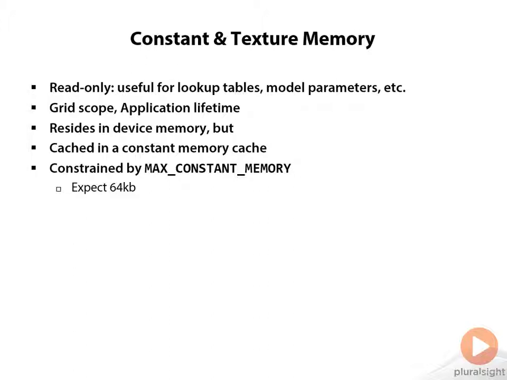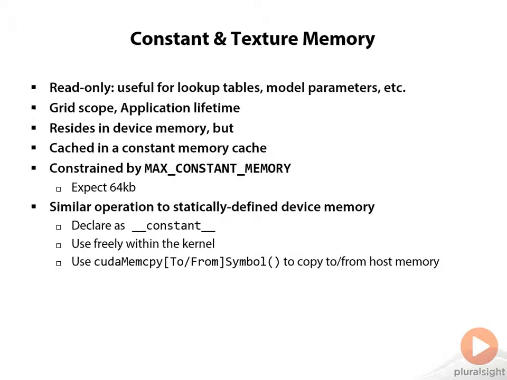Essentially, constant memory is constrained in size. You're typically looking at 64 kilobytes that you can use to store the constant data that you need to operate on. And actually, operation on constant data is very similar to statically defined device memory. So you declare it on the global scope with the constant modifier, and then you just use it freely within the kernel. And once again, you use a CUDA memcpy to and from symbol to copy to and from the host memory.